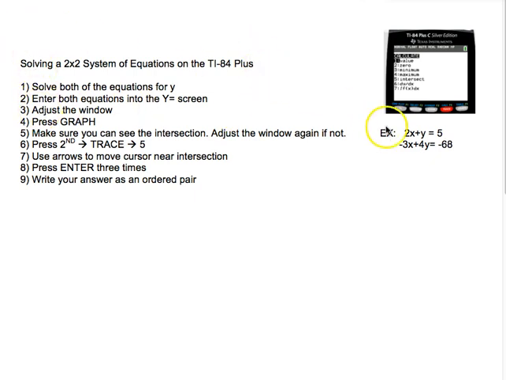So step 1, solve both of the equations for y. In this first equation, that's pretty easy. I just need to subtract 2x on both sides. So I have y equals negative 2x plus 5 for that one. Down here, a little bit more complicated. I need to add the 3x to both sides first, which gives me 4y equals 3x minus 68. Then I need to divide everything by 4.